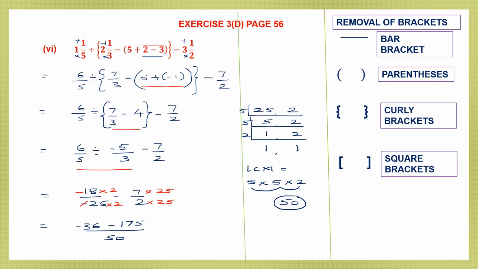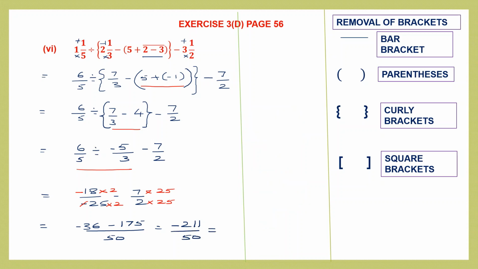Now both the signs are minus. Minus 36 minus 175. When signs are the same, we put the same sign and we add. So let's add up 175 and 36. 5 plus 6 is 11. Carry 1. 7 plus 1 is 8. 8 plus 5 is 11 again. Carry 1. 1 plus 1 is 2. 211. So this is minus 211 by 50.